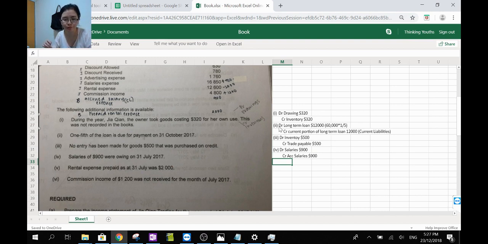Next one, rental expense was prepaid. Prepaid is actually paid in advance, so it's not meant for this accounting period's expenses. So we need to minus it off. If we minus off an expense, it will be credit. So debit prepaid rental expense, credit rental expense.